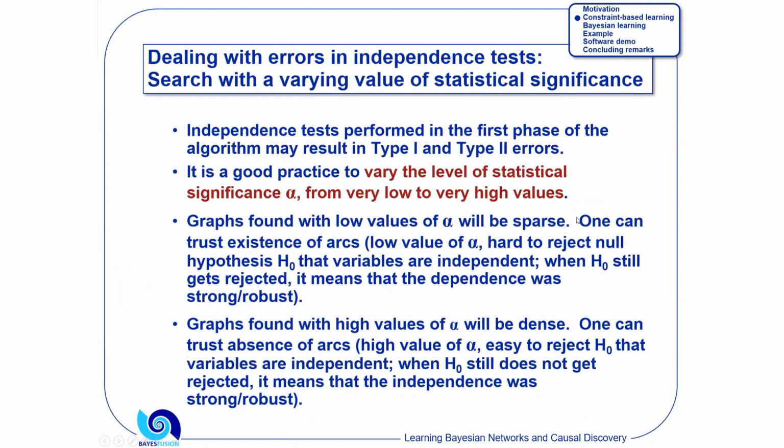How do you deal with the fact that you perform many statistical tests? As you know, performing many classical statistical tests is a dangerous thing because you essentially have an increased probability of type 1 and type 2 errors. So what you do typically is you vary the significance level alpha from very low to very high. When it's very low, you reduce the probability of type 1 errors. When it's very high, you reduce the probability of type 2 errors. So when you're doing the discovery, you should play with that.